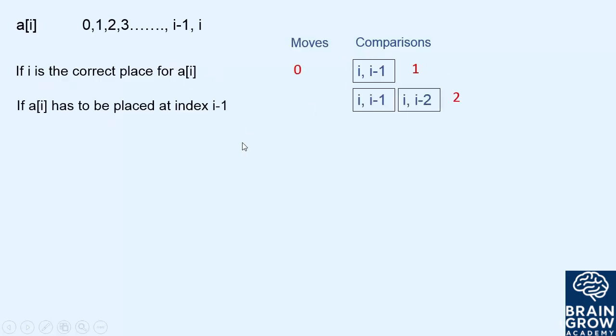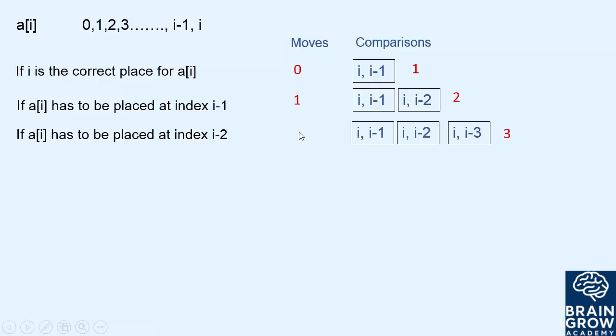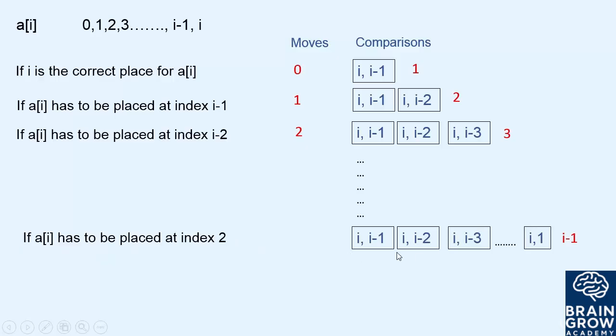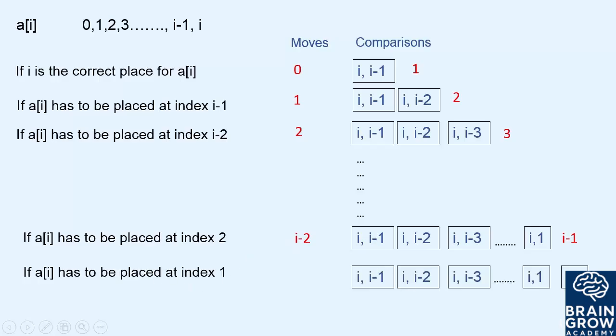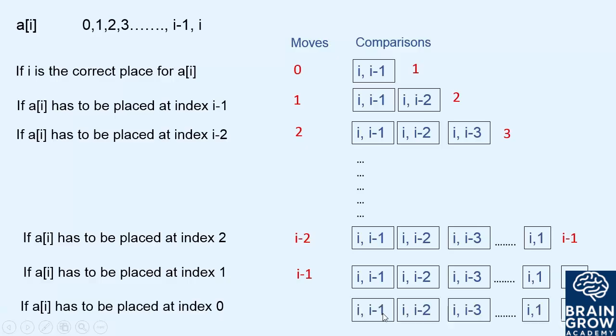Now if i is the correct place for the element A[i], there will be only one comparison and no moves. If it has to be placed at index i-1, there will be 2 comparisons and 1 move. If it has to be placed at index i-2, there will be 3 comparisons and 2 moves. Now if it has to be placed at index 2, the number of comparisons will be i-1 and number of moves will be i-2. If it has to be placed at index 1, the number of comparisons will be i and moves will be i-1. If it has to be placed at index 0, comparisons will be i and moves also will be i. And in each case, we'll have 2 moves for loading and unloading the variable temp.